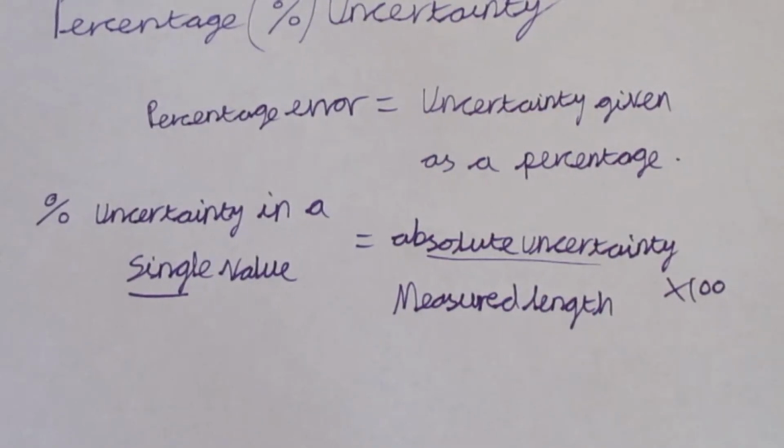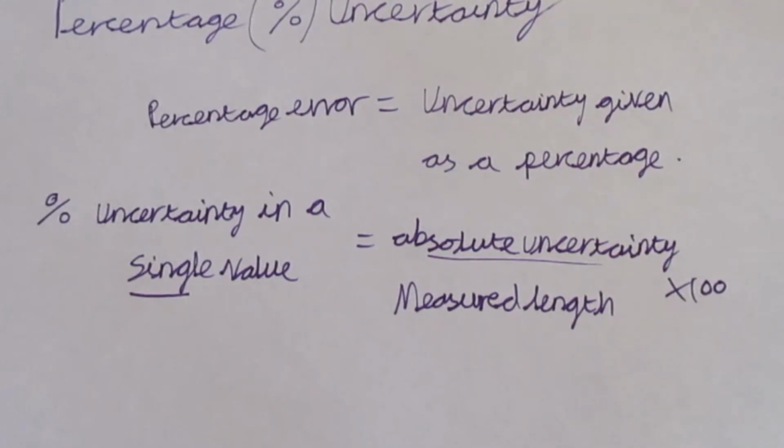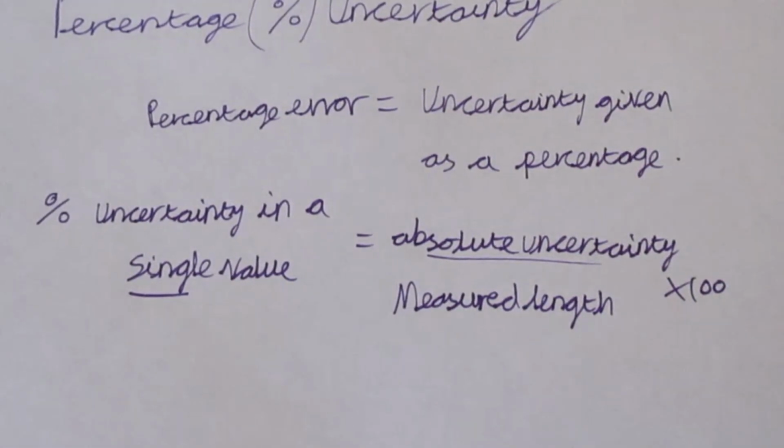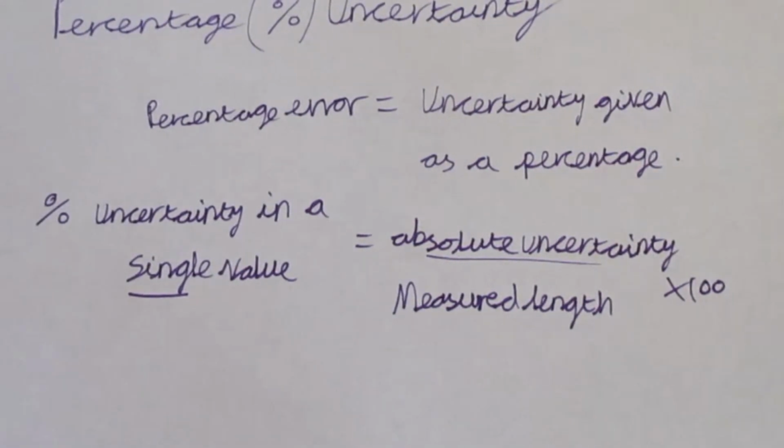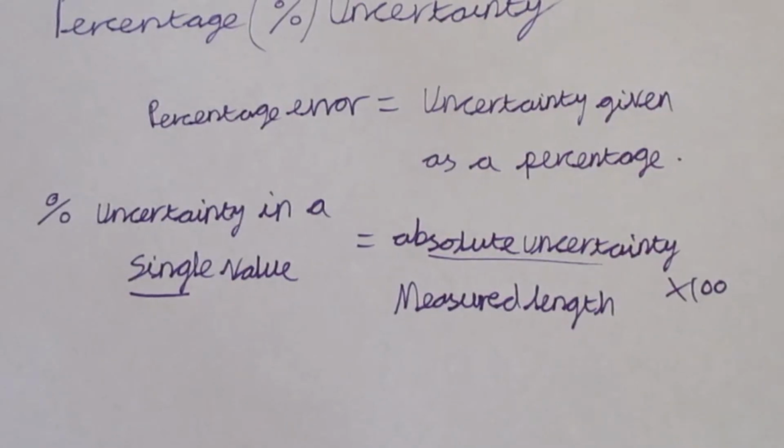So percentage uncertainty in a single value equals absolute uncertainty, which, if you don't know what that is, go and check out my other video, I'll link it, divided by measured length. So quite literally, if you've been using a ruler, just what you read off the scale, and then times 100 to give you it as a percentage.